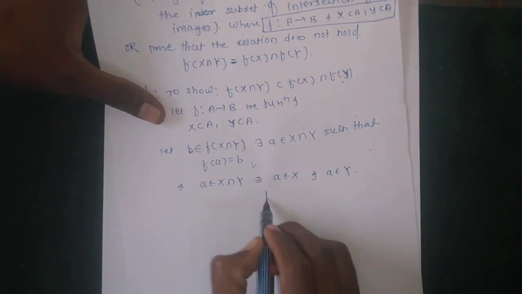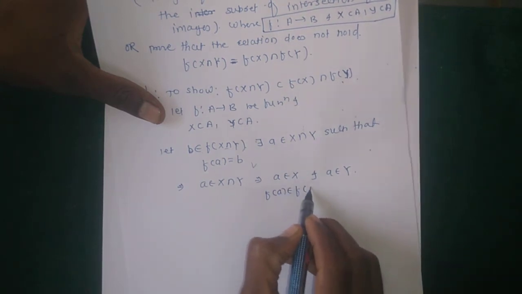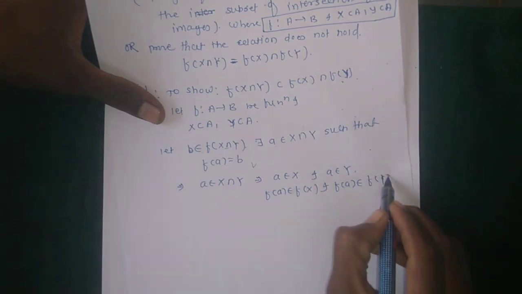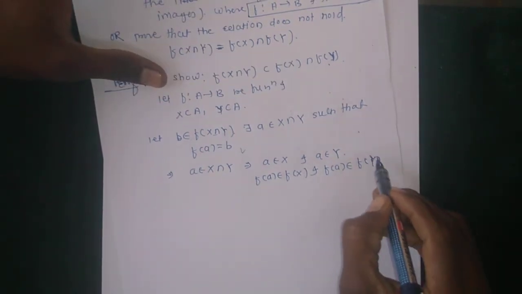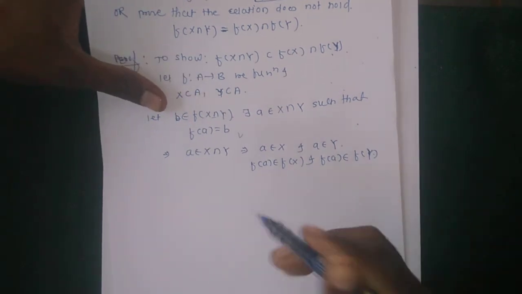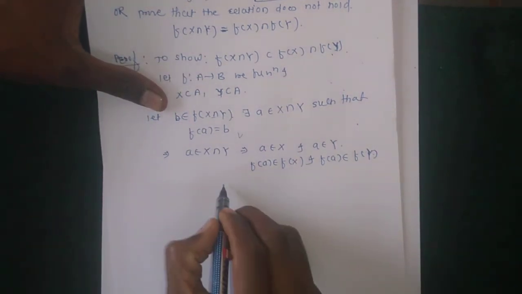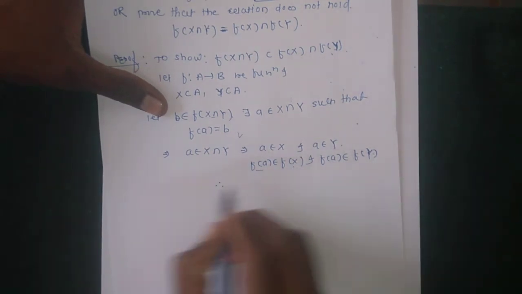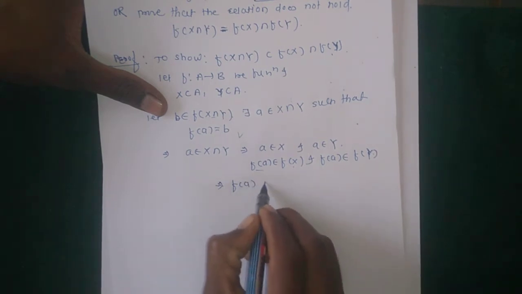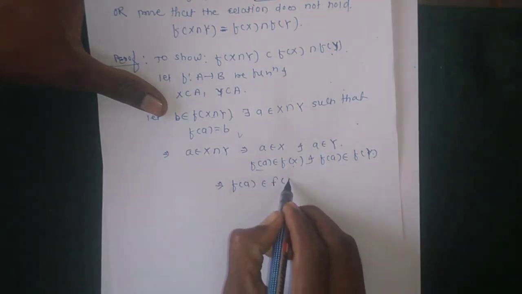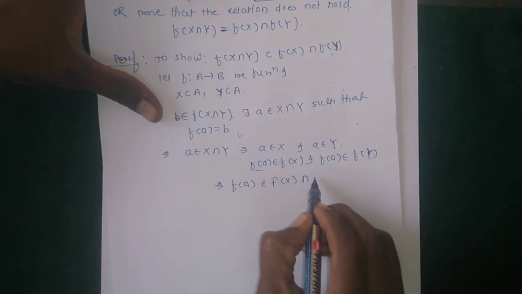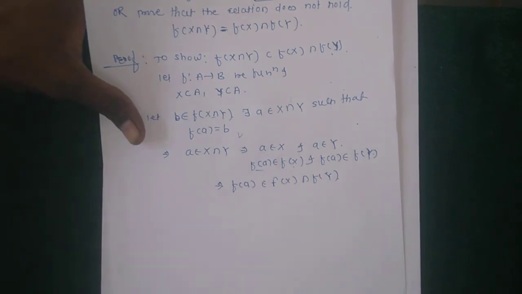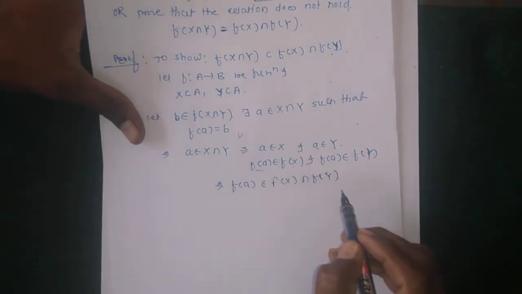okay, a belongs to x, therefore its image f of a belongs to f of x, and also f of a belongs to f of y, since a belongs to y, which implies that its image belongs to the image set of y. Therefore f of a belongs to f of x, and also f of a belongs to f of y, which implies that f of a belongs to their intersection, meaning f of a belongs to f of x intersection f of y.